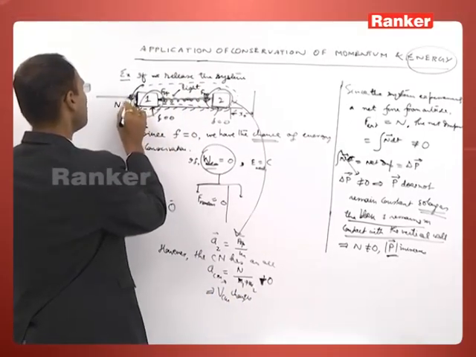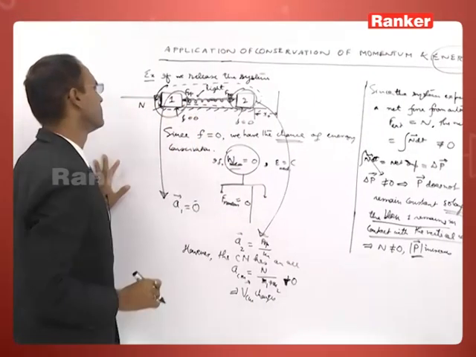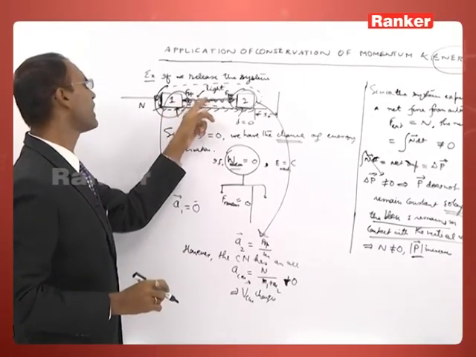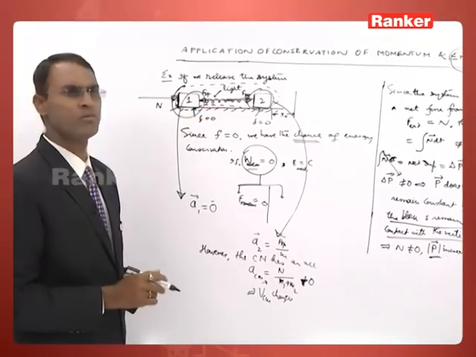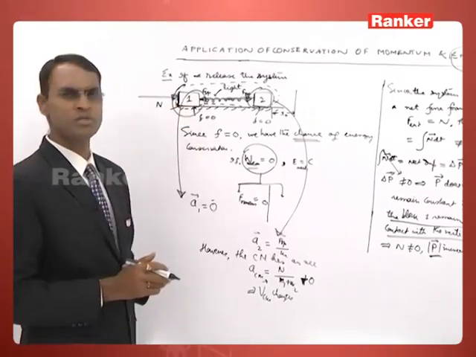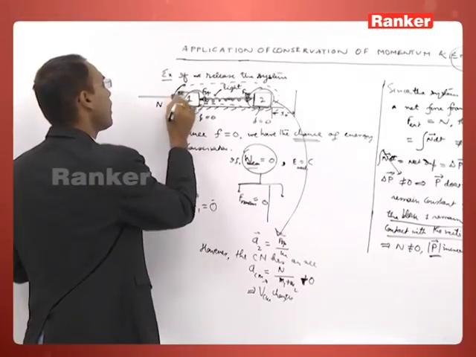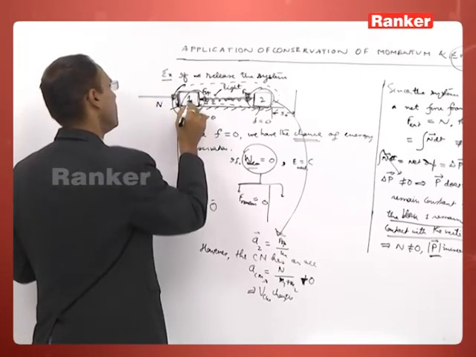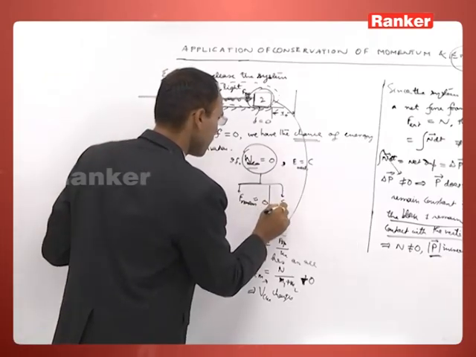the work done by the tension in the spring, the so-called spring force, on block 1 will be 0. The work done by the normal contact force on block 1 also will be 0, because these two forces act on block 1 and block 1 is constrained not to move. Therefore, the displacement of block 1 is 0.